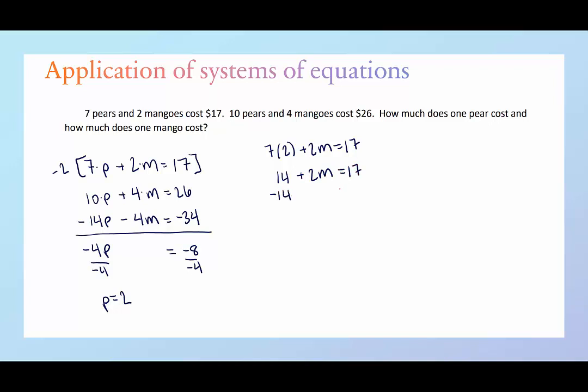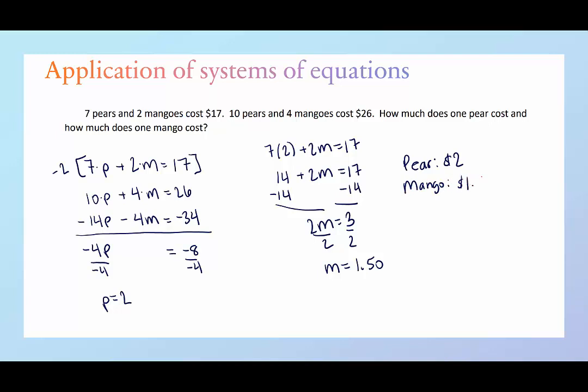I subtract 14 from both sides. And I get 2m equals 3, divide both sides by 2. Since this is money, I'm usually a fraction person, but just because this is money, we will convert to the decimals. And we figure out that a mango costs $1.50. So the cost of 1 pear is $2, and the cost of 1 mango is $1.50.